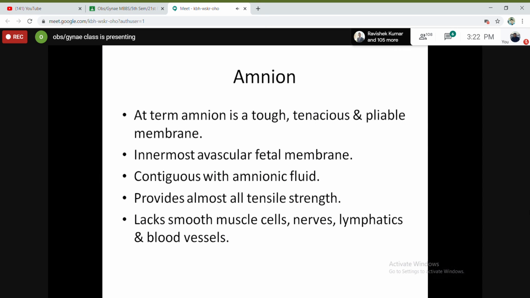Now, amnion. The amnion is a tough, tenacious, and pliable membrane. It is the innermost avascular fetal membrane. It is contiguous with the amniotic fluid. It provides almost all the tensile strength, and it lacks smooth muscles, nerves, lymphatics, and blood vessels.